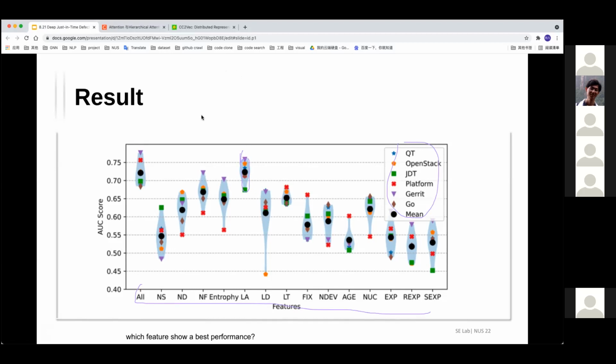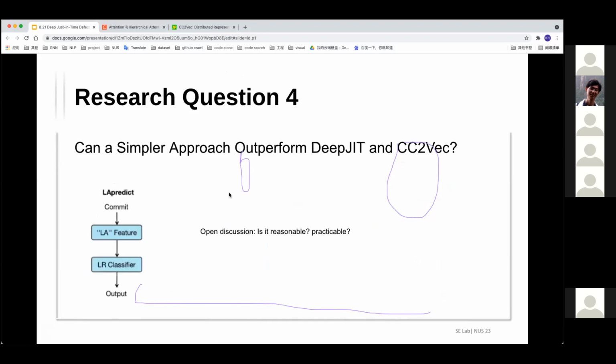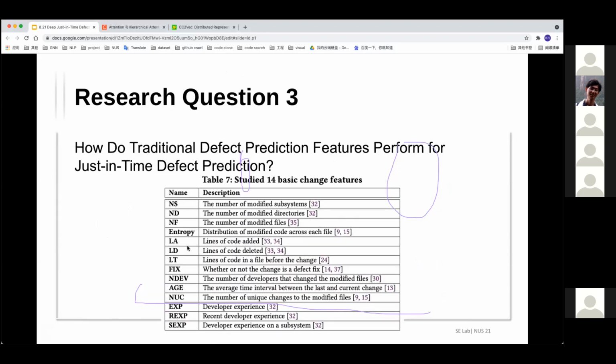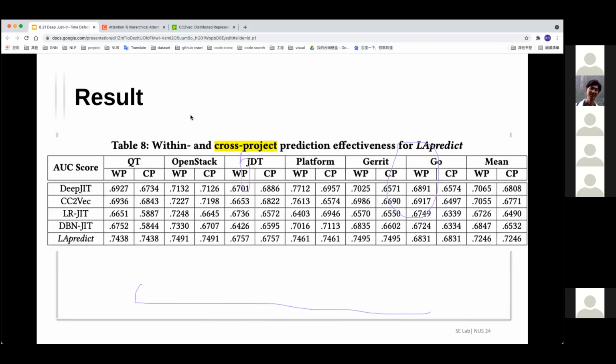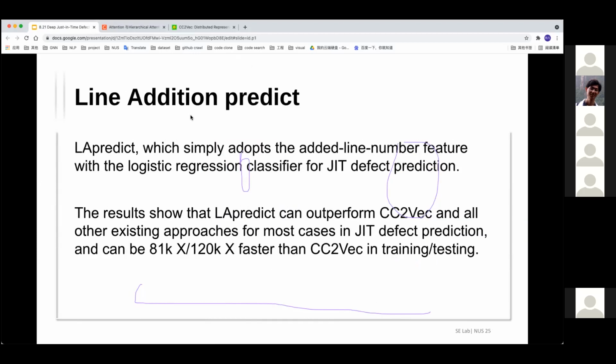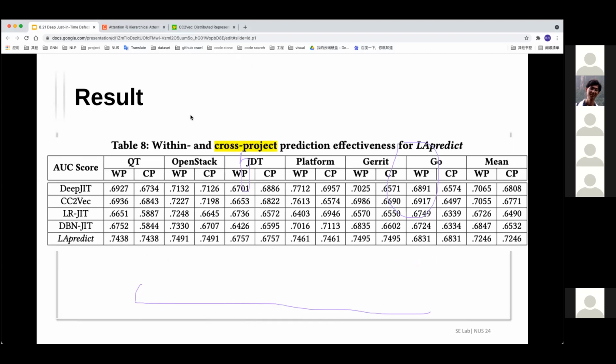So this paper just asks whether a simple approach can outperform the neural network. So he just used the LA feature. What is LA? LA is just the number of lines added. So the more we modify, the more bugs we introduce. Yeah. Okay, so I think it's not very informative. Let's pause. That's quite straightforward and brings us no information there. Let's keep going on.